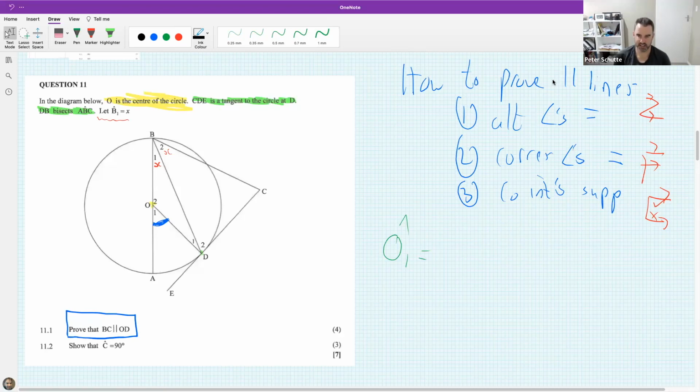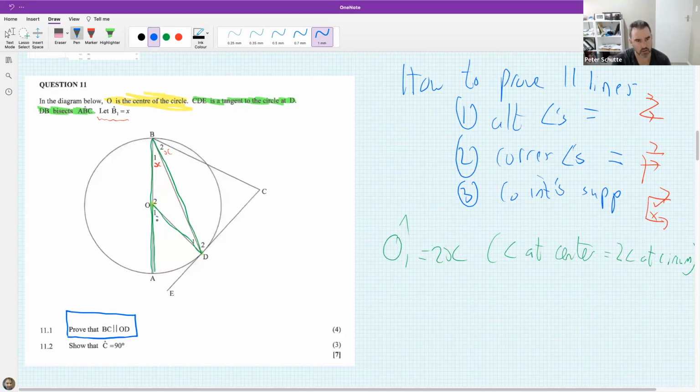Okay, Andile, yes. Andile has spotted an angle at the center. So if I use this, and then I go to here, O1 must be 2x because of angle at center equals twice angle at circumference. So that would then be 2x.